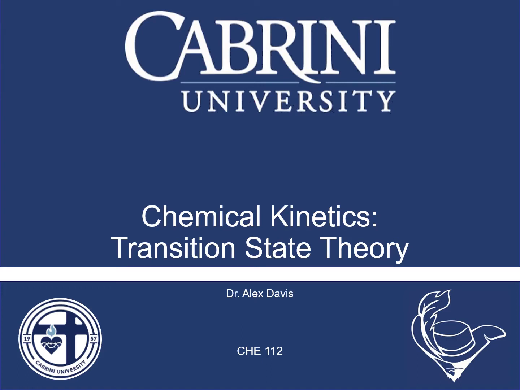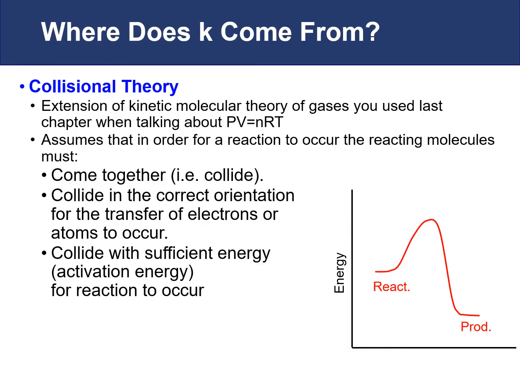In this video, we will describe transition state theory, which essentially describes how we get the K value, or the rate constant, for our chemical reactions. Now, you might have been wondering where the rate constant K actually comes from. Well, we can use a theory called collisional theory, which describes how reactions occur.